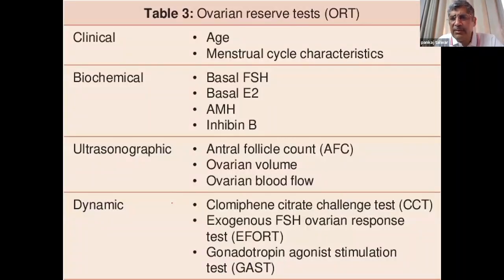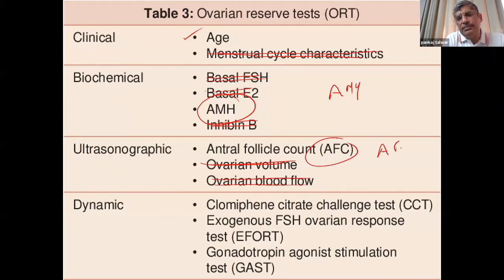And the thought I leave here for all of you is, don't spend so much money on these testings. So age is important. This one, you can't be sure, not to be done. So we are left with AMH here. Ovarian volume, can't be sure. Blood flow, not important. We're left with AFC here. So AMH and AFC are here. And all these tests are not recommended.